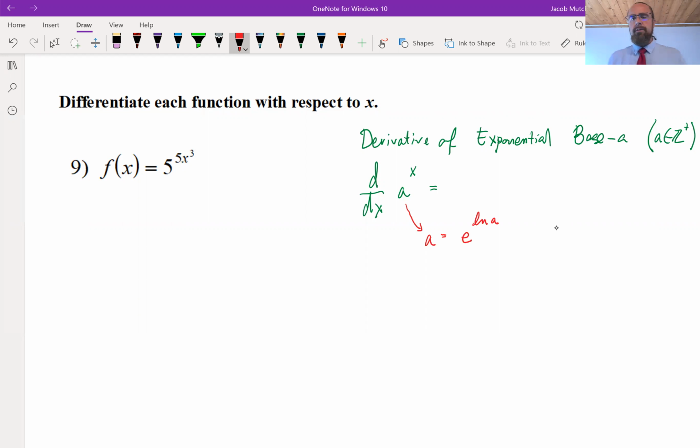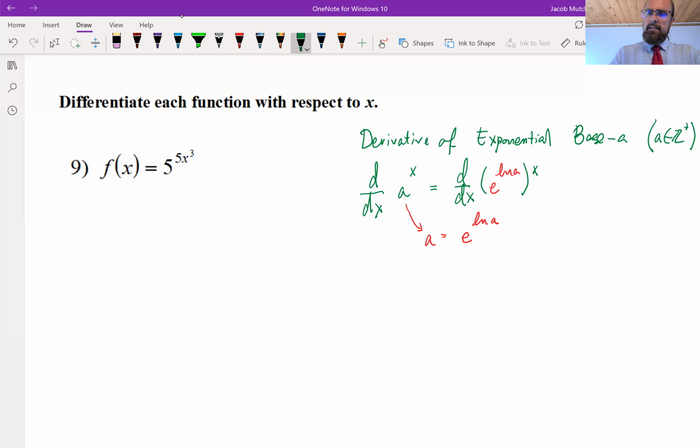Now, why is that equivalent? Remember, base e is an inverse function to the natural log of x. And we know from inverse composition that if I compose two inverses, they are equivalent to the identity function. So if I compose e to the power of natural log of something, it's going to be equal to that something. It's back to the identity. So when I start rewriting this, it's going to be the derivative. I'm going to substitute in, instead of a, e to the power of natural log of a, and then that's all to the power of x.